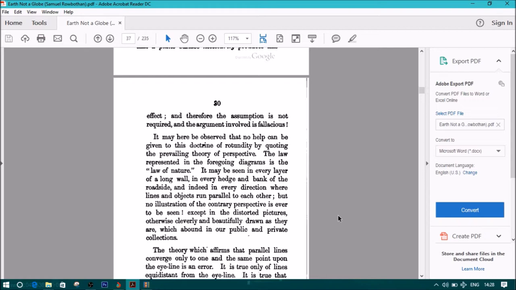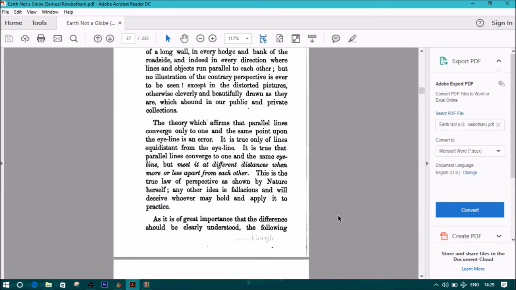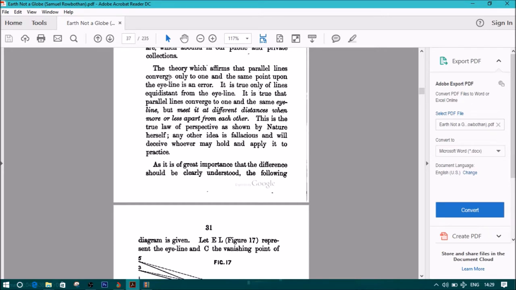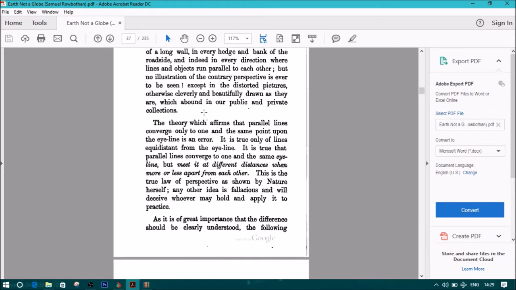It may here be observed that no help can be given to this doctrine of rotundity by quoting the prevailing theory of perspective. The law represented in the foregoing diagrams is the law of nature. It may be seen in every layer of a long wall, in every hedge and bank of the roadside, and indeed in every direction where lines and objects run parallel to each other. But no illustration of the contrary perspective is ever to be seen, except in the distorted pictures, otherwise cleverly and beautifully drawn as they are, which abound in our public and private collections. I should mention that even in 2015, such things have gotten much, much worse than they were back in the late 1800s.